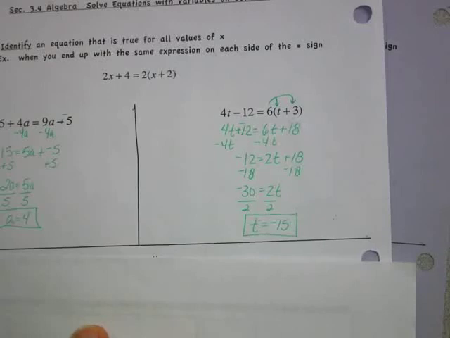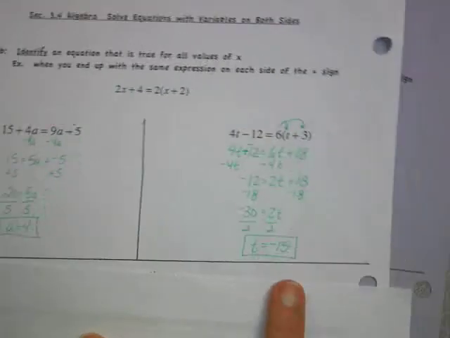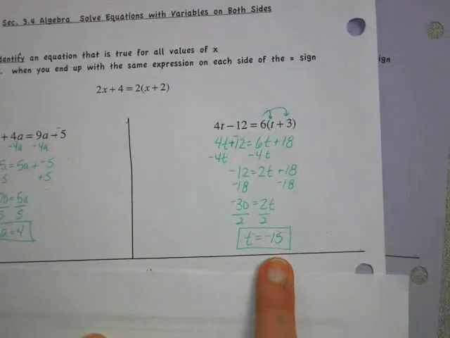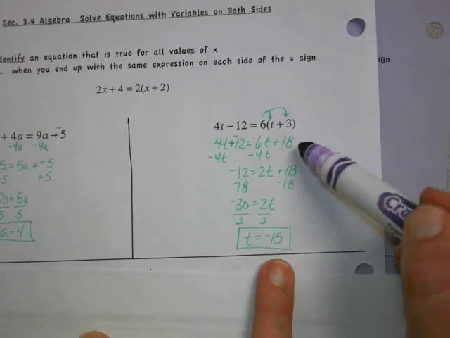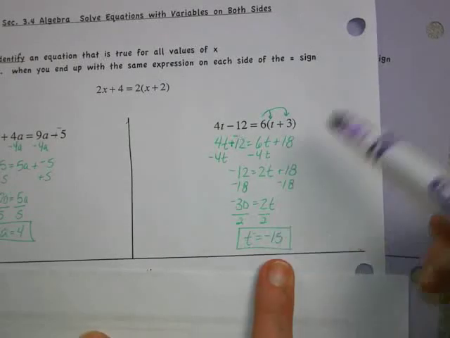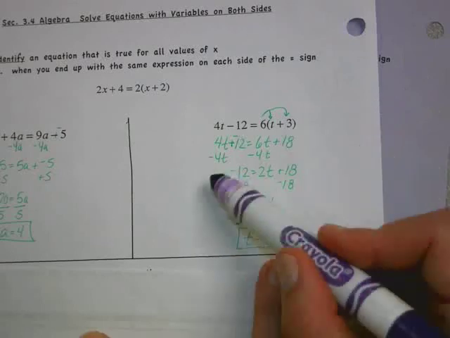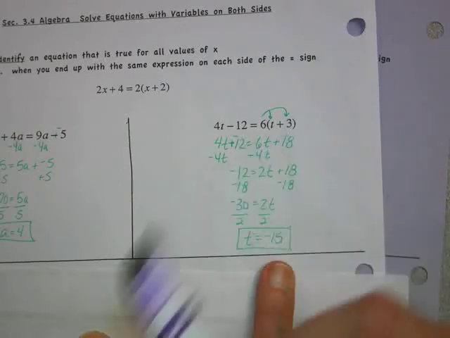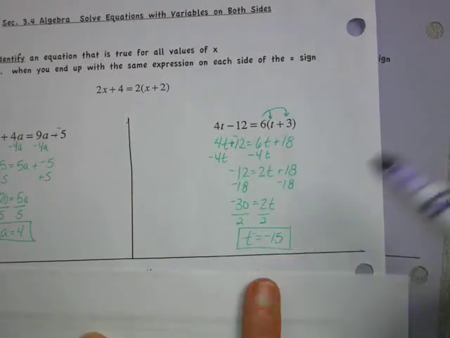Okay, this problem had one solution as well. It's t equals negative 15. Remember to distribute. Did you get the 18 over here? And then I subtracted 4t from both sides. You could have subtracted 6t and ended up with a negative 2t on this side, and it still would have been the correct answer. So that is that problem.